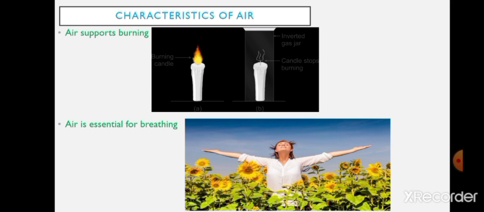Now air is again essential for breathing purpose also. We all need air to breathe. All right, humans and animals take in oxygen and give out carbon dioxide. And plants absorb carbon dioxide from air, and then they release oxygen. So these are the different characteristics and properties of air.